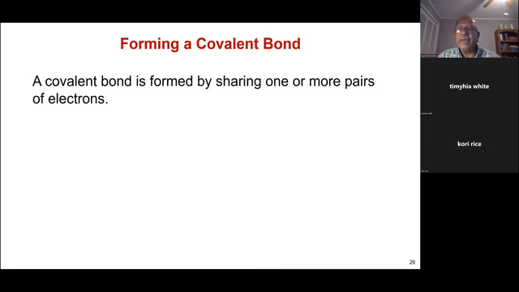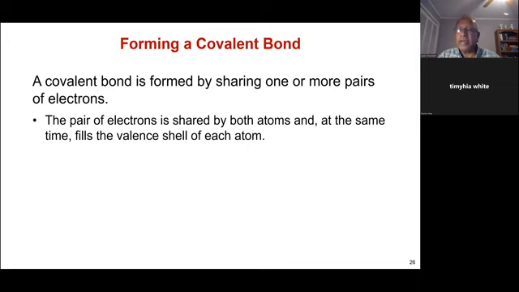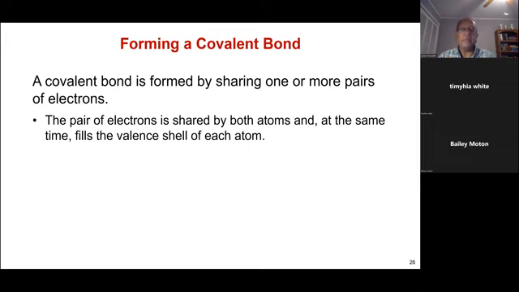A covalent bond is formed by sharing one or more electron pairs between 2 atoms. The pair of electrons is shared by both atoms at the same time. They add more electrons, and the valence shell can achieve an octet by sharing. That's the idea about covalent bonds.